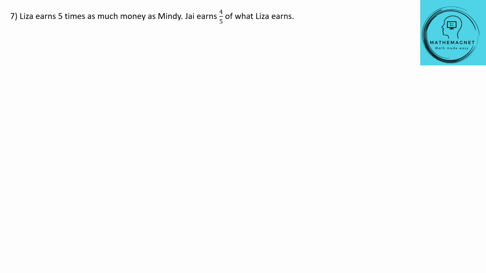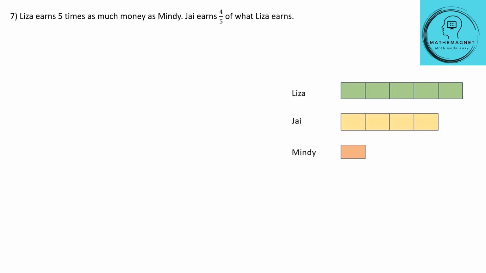Let's look at question number 7. Lisa earns 5 times as much money as Mindy. Jay earns 4 by 5 of what Lisa earns. Now over here the bar model will be: Lisa earns 5 times as much money as Mindy, so Mindy will be 1 unit and Lisa will be 5 units. And Jay earns 4 by 5 of what Lisa earns. We already know Lisa earns 5 units, so Jay will be 4 units. So this is how the bar model will look.